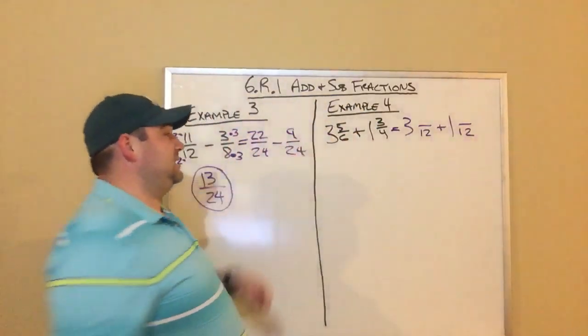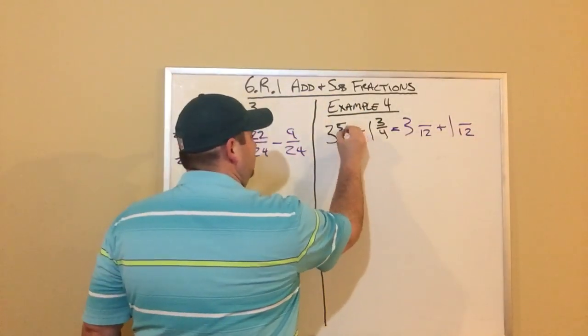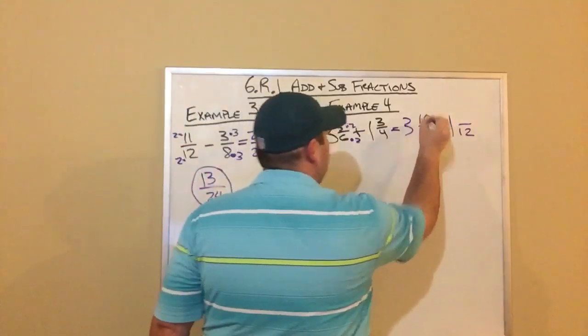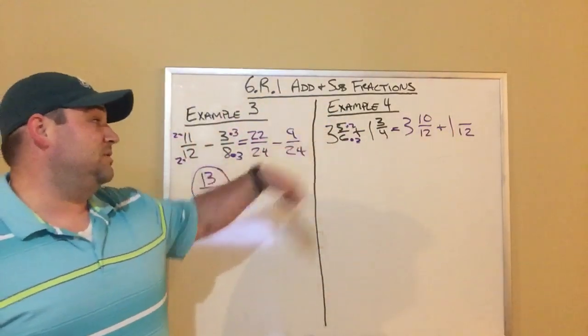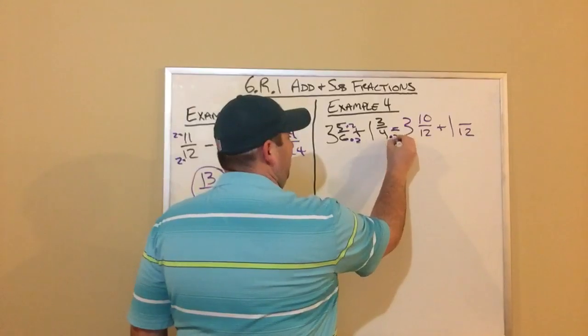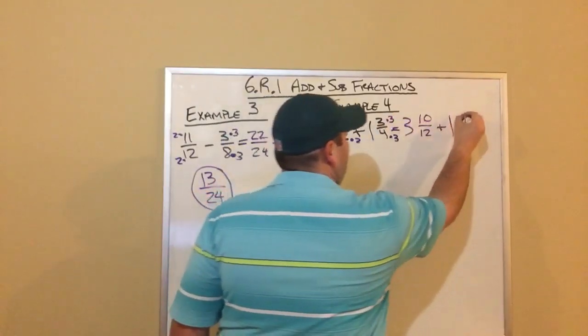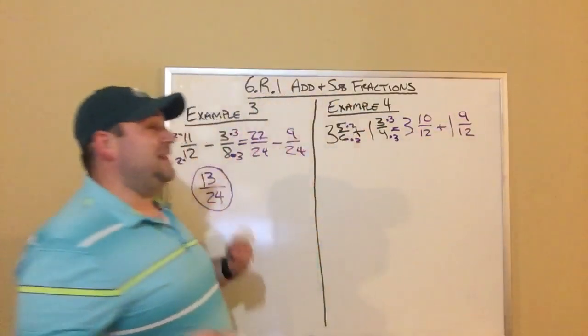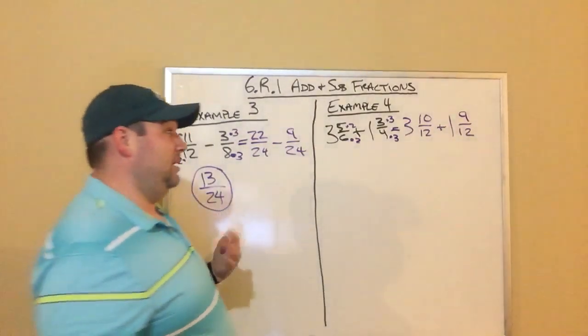So 5/6, that one's going to get multiplied by 2. 5 times 2 is 10. So it'll be 3 and 10/12. This one, 1 and 3/4, I'm going to multiply that by 3 because 4 times 3 is 12. So 3 times 3 is 9. Now I can add these two fractions because they've got a common denominator. I'm going to do that.